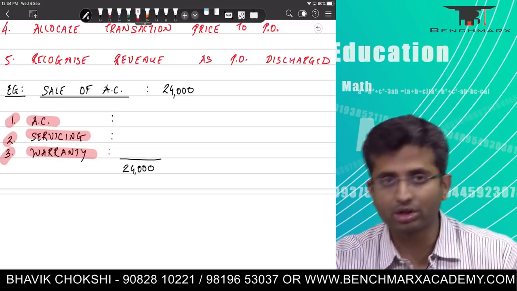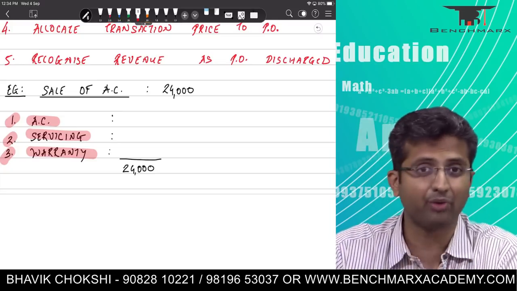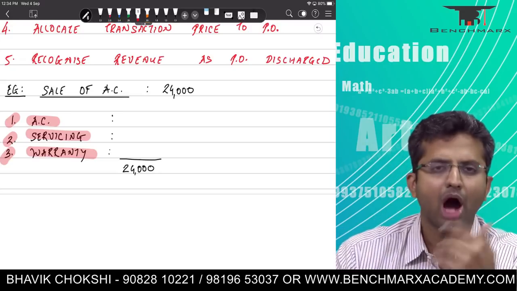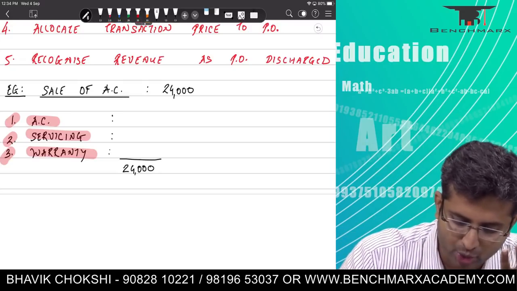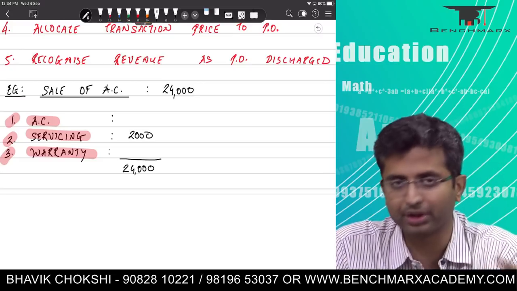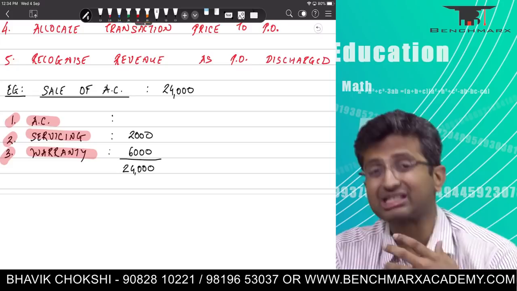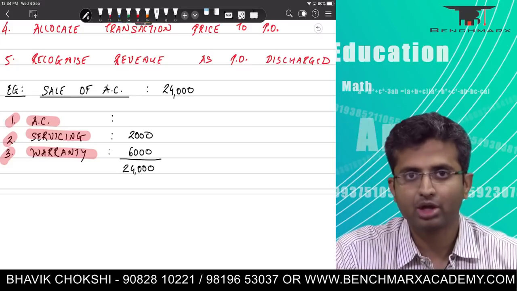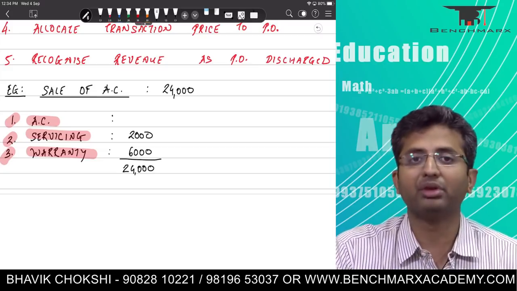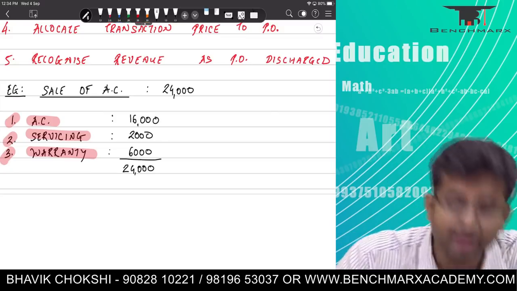However, does Voltas standalone give servicing? Yes. Does Voltas standalone give warranty? Yes. Does it give it free of cost usually standalone? Well, no. How much does it charge? Let us say it charges 2,000 rupees for an annual service contract. It charges 3,000 rupees for an annual warranty contract, and you have a 2-year warranty, and hence we can say that Voltas expects to receive 6,000 from the warranty. It expects to receive 2,000 from the servicing. In which case, how much is it expecting to receive from the AC? Well, it appears to be 16,000.